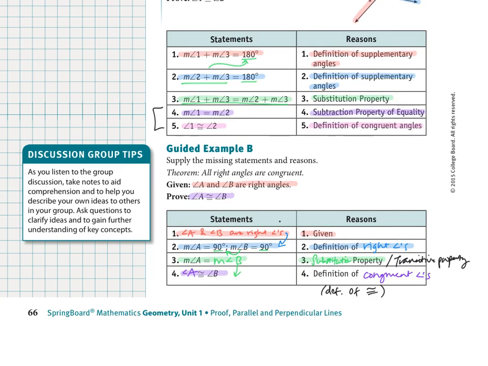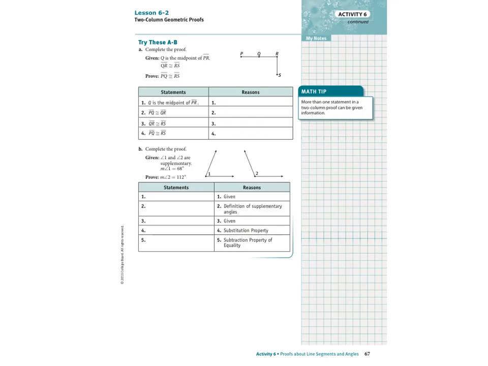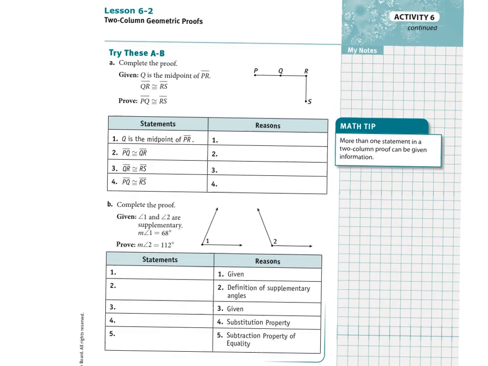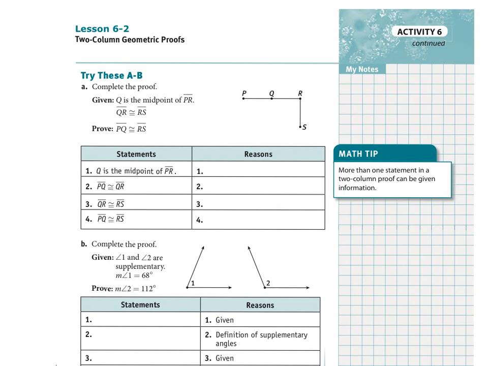Let's go ahead and head to our next page, page 67. I'm going to give you an opportunity to look at the try these A through B section. I want you to try looking at the proof for A. We can see in our given information, Q is the midpoint of line segment PR. It also gives us another piece of information. It says segment QR is congruent to RS. Our goal is to prove that segment PQ is congruent to RS.